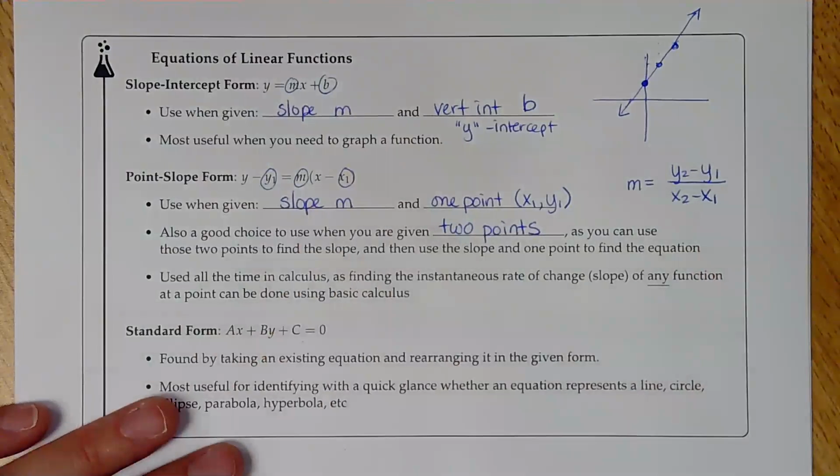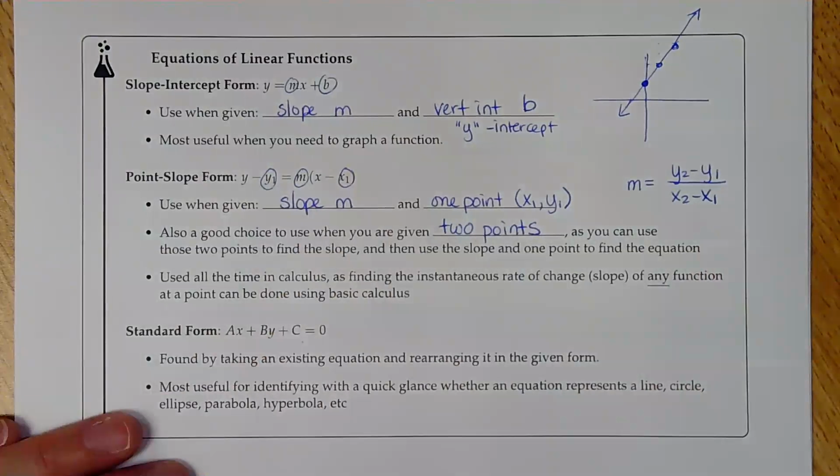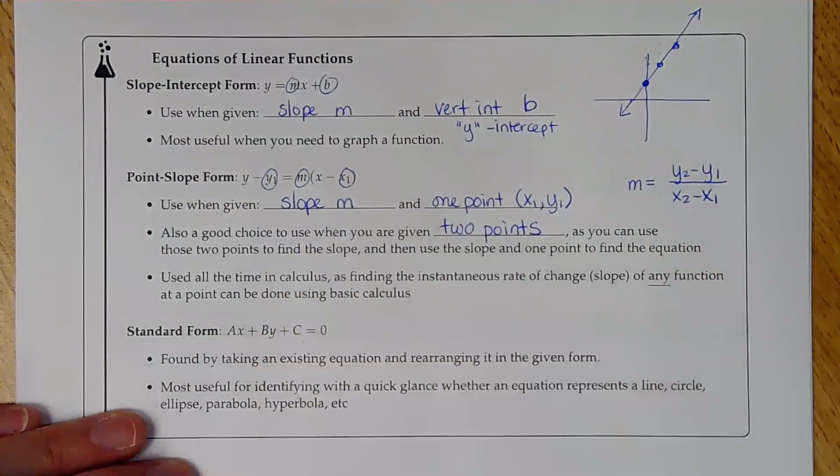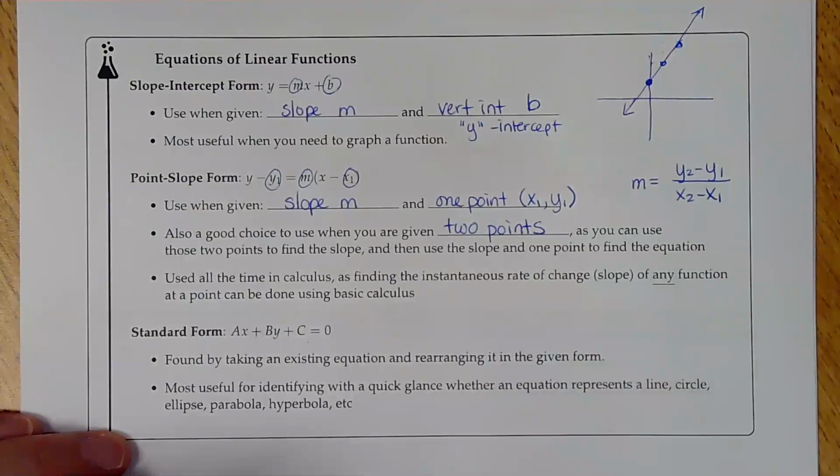Okay. This form, if you're going on to calculus, is pretty much the only form we use in calculus. And that's because calculus gives us a really great technique for finding the instantaneous rate of change, which is going to be our slope of any function at a point. And it's really simple to do in calculus. And so we use this form all the time because you're given a point and then you can just use that process.